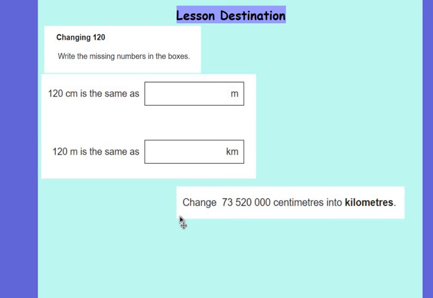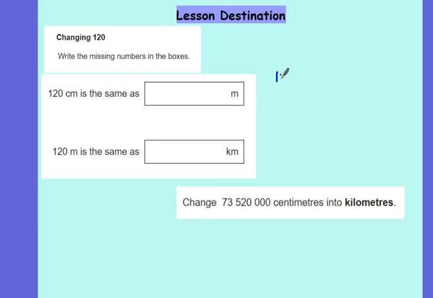And finally, remember this guide? This was our lesson destination for today. I need you to write the missing numbers in the boxes, so converting centimetres to metres and metres to kilometres. And then can you have a go at converting this number of centimetres into kilometres? Pause the video for a couple of minutes and have a go at that now, please.